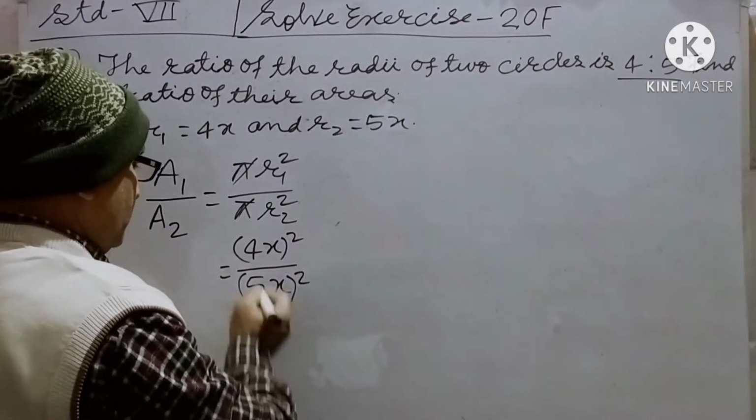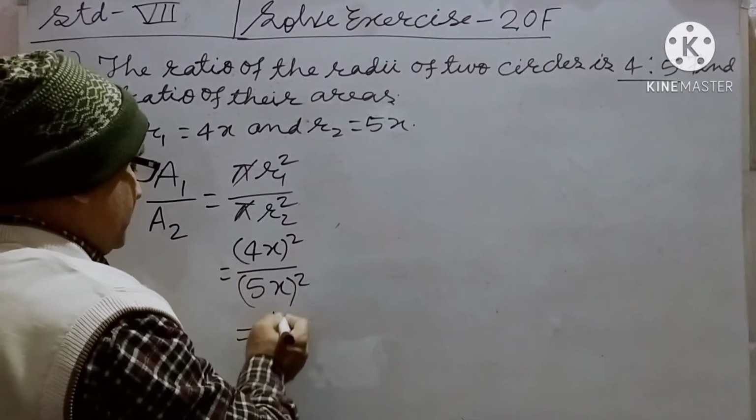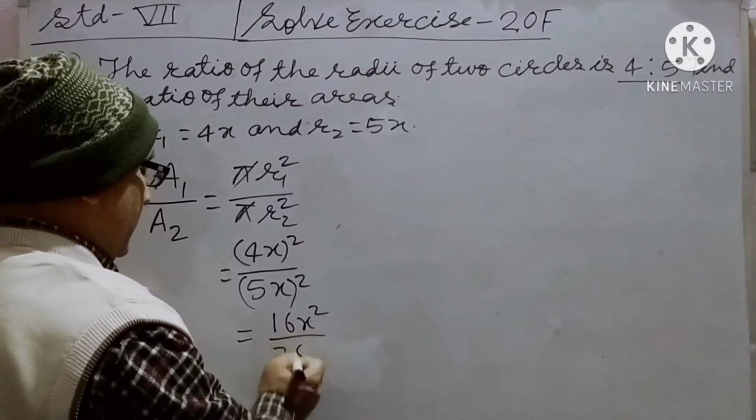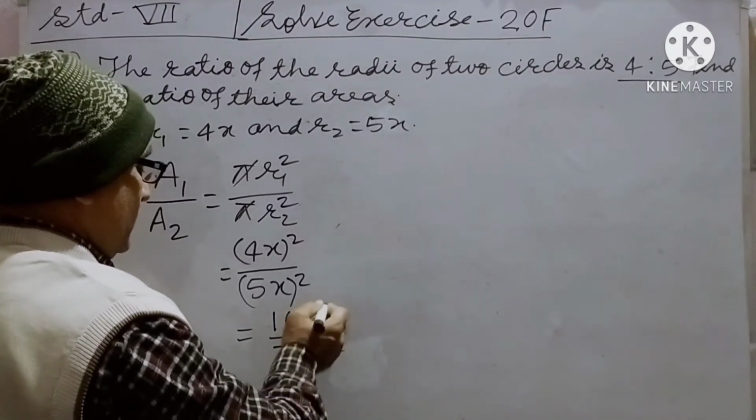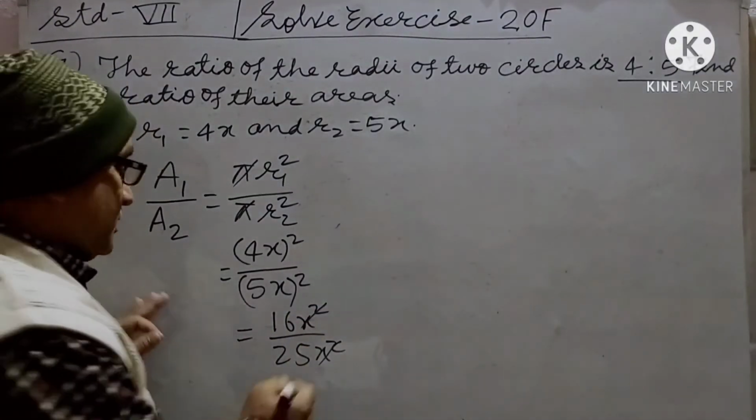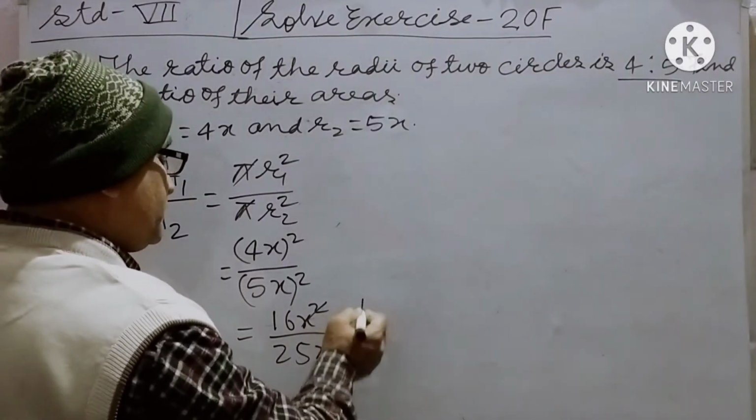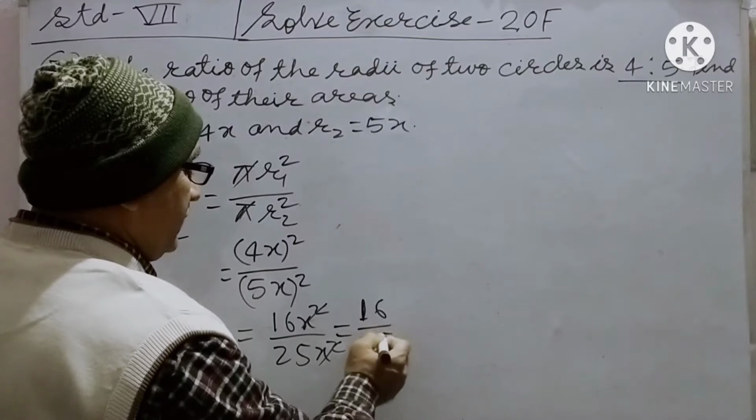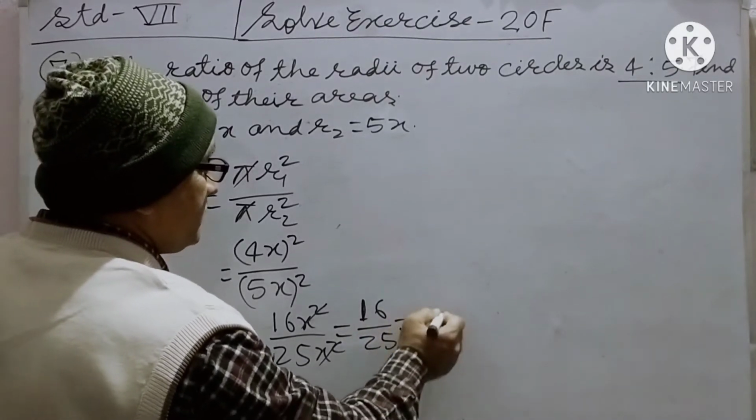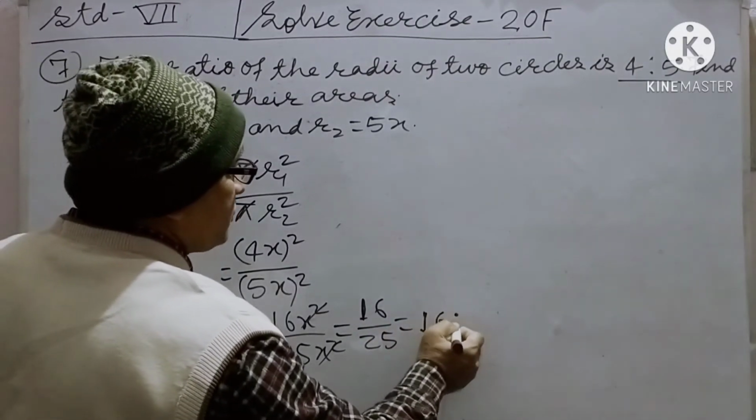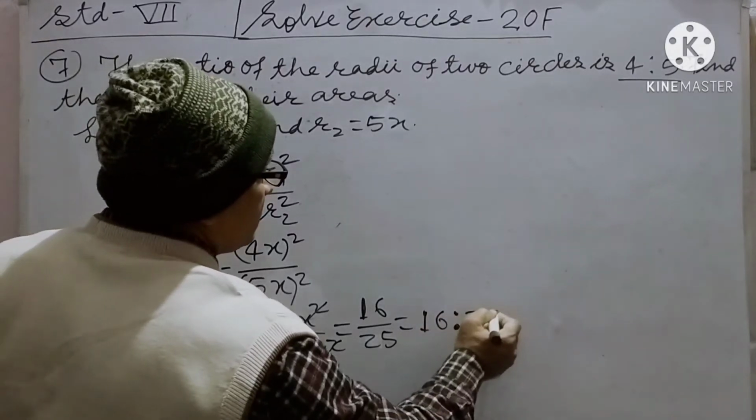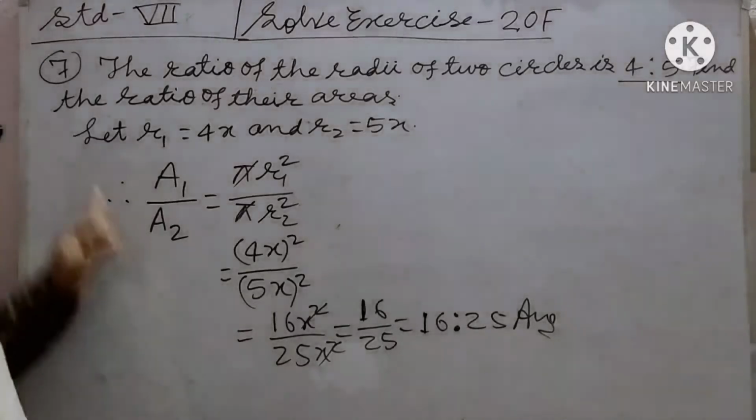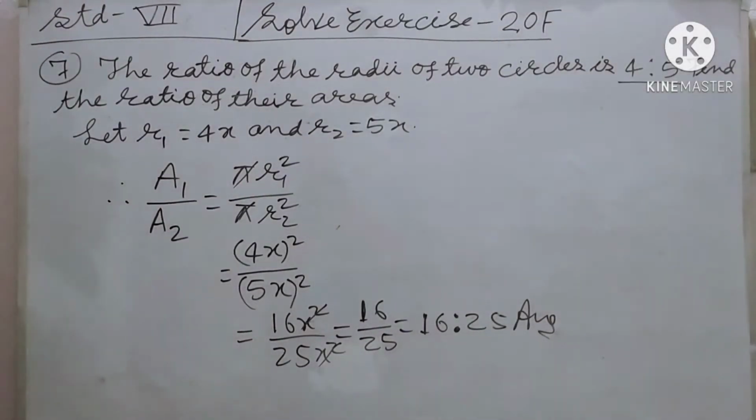Equal to 4x square means 16x square by 25x square. x square and x square are cancelled, equal to 16 by 25. That means 16 is to 25. Answer of this question. Students, understand and write it.